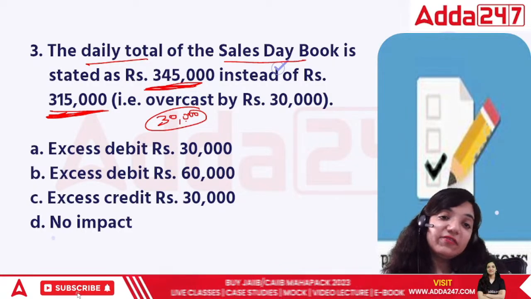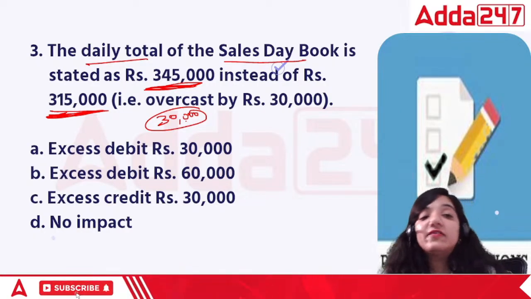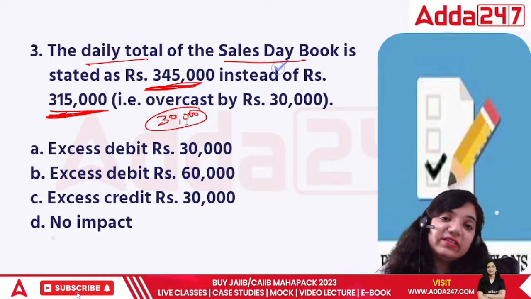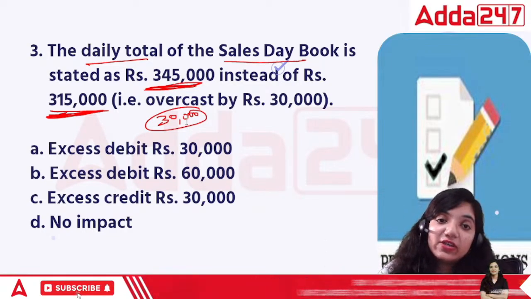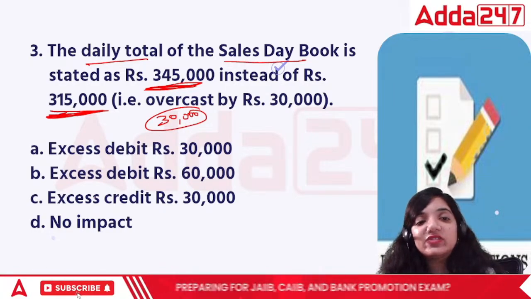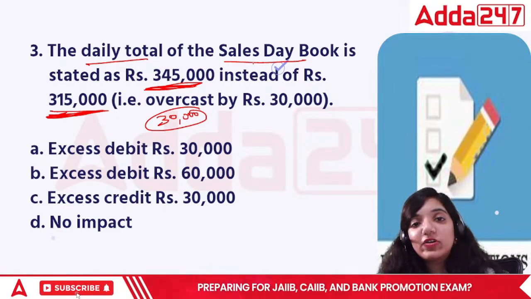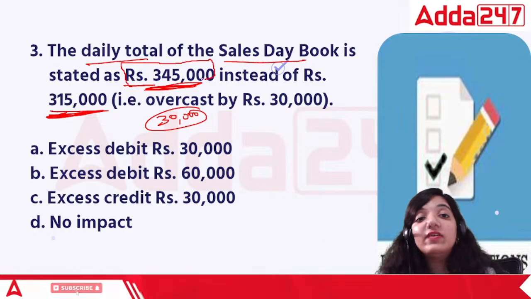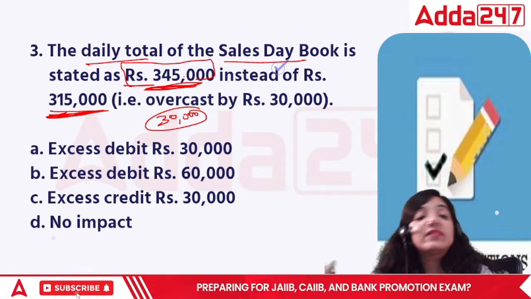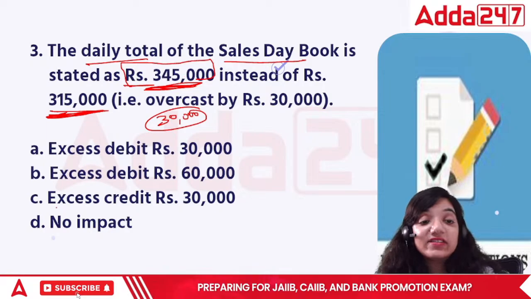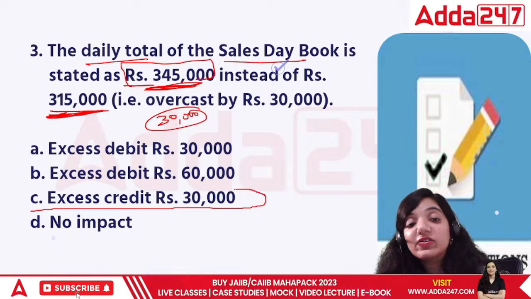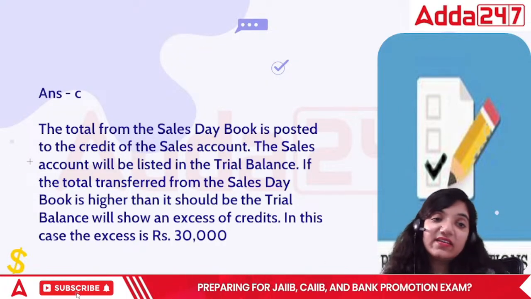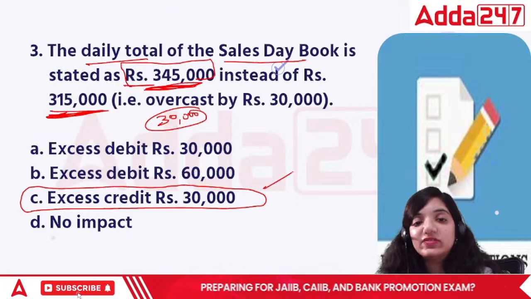Excuse me. So when there is a difference, what will you do? If the difference is in income, it is always on the credit side, which means a daily total is falling short. In this case, the daily total of the sales book is stated as 3 lakh. Actually, this is not falling short. This is over. We are going over in terms of income by 30,000. So the difference is because we are going over. Income is on the credit side, so our income side is shown more. So it is excess credit by 30,000.